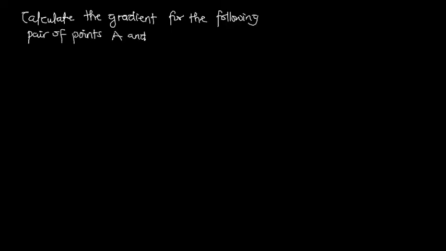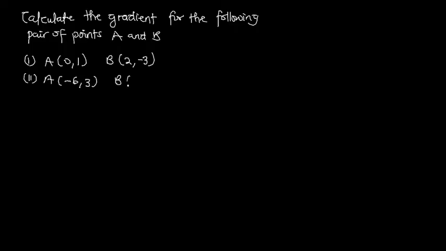A and B. So we are given our A to be (0, 1), our B to be (2, -3), then we have our A to be (-6, 3), our B to be (6, 3), and then we have our A as (3, 2) and our B as (4, -1). Alright, so let's go ahead and calculate the gradient for this particular example. So, solution.